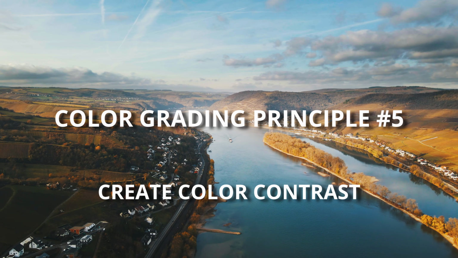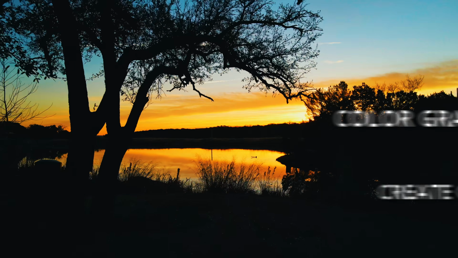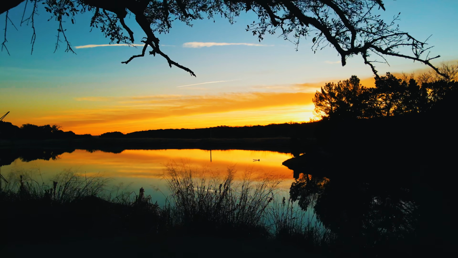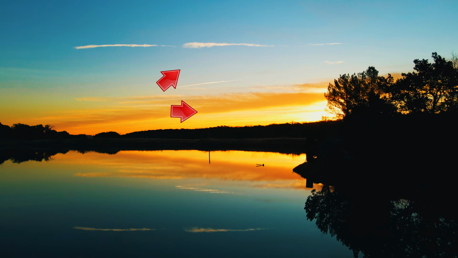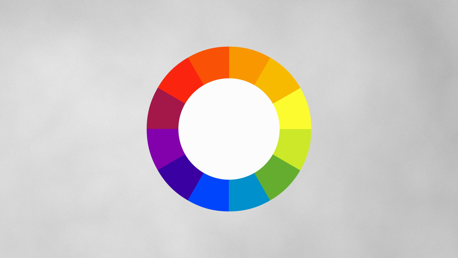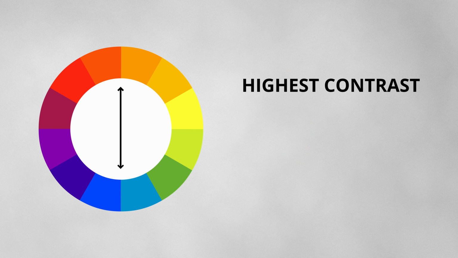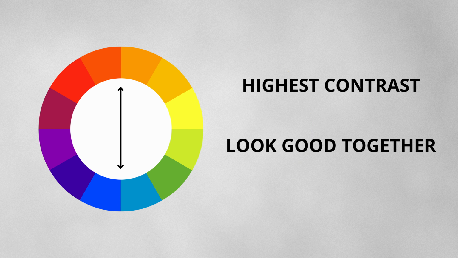Principle number 5 is create color contrasts. Not only do we like tonal contrast, but we also like contrasting colors. The most popular example of this is orange and teal. If you look at a color wheel, orange and teal are directly opposite from each other, which means they have the highest contrast to each other, and therefore they look pleasing together.